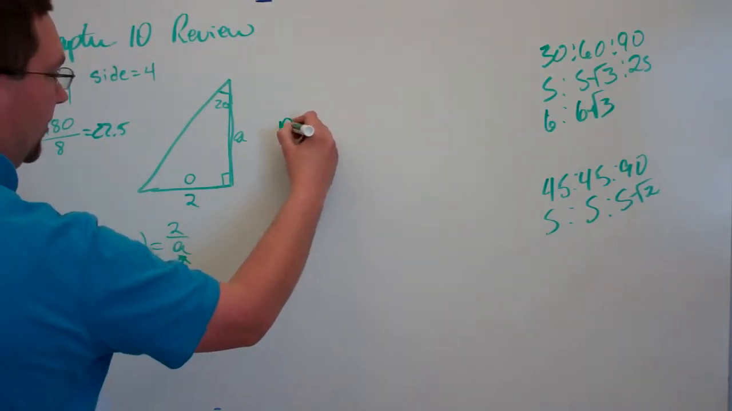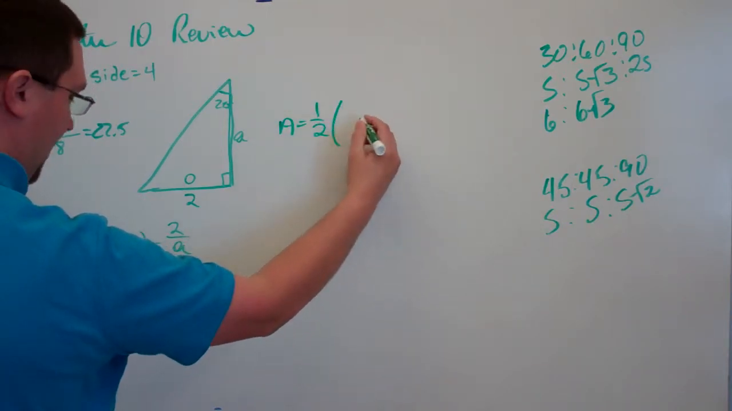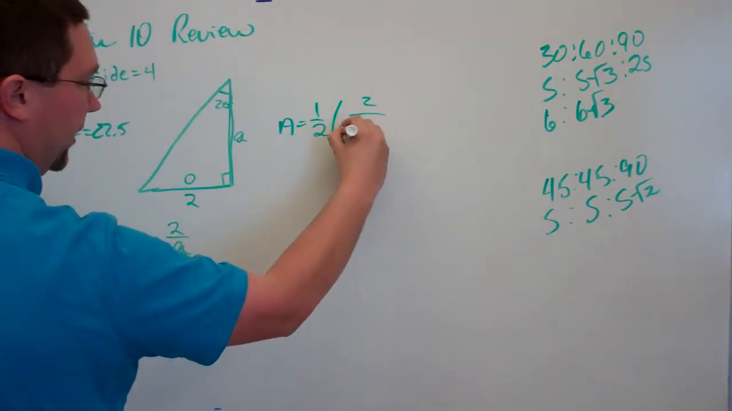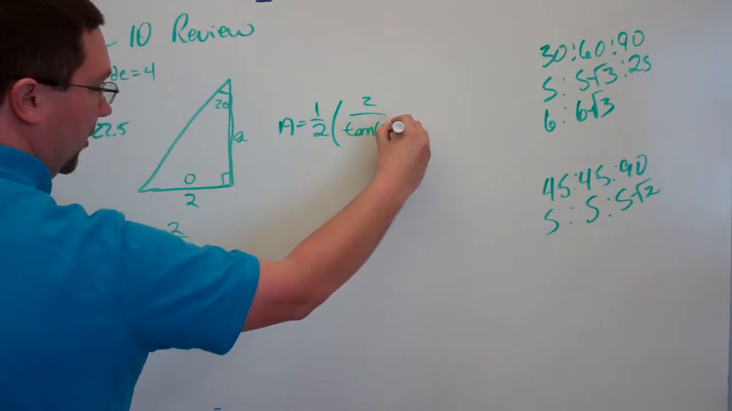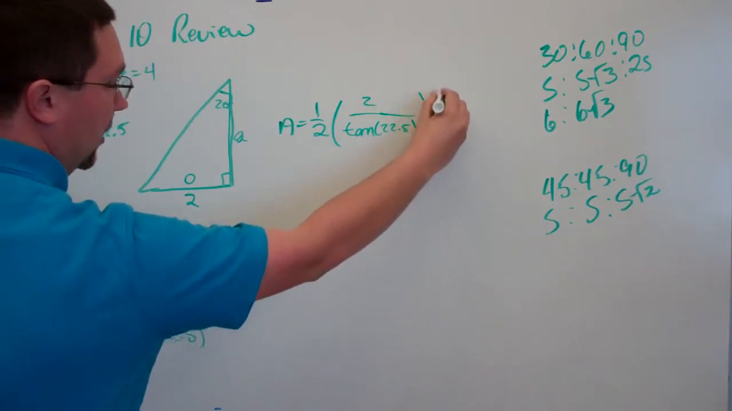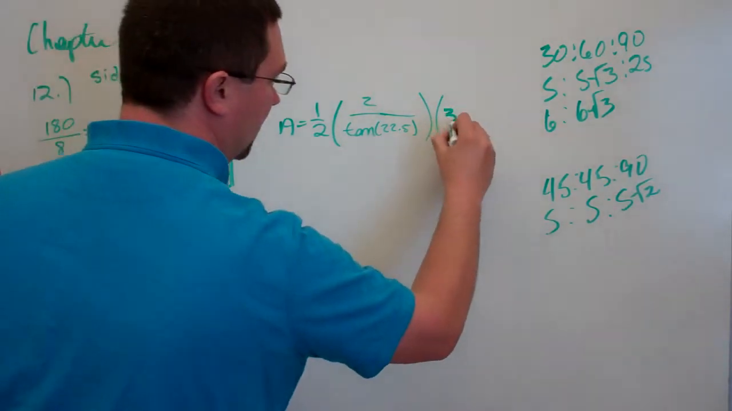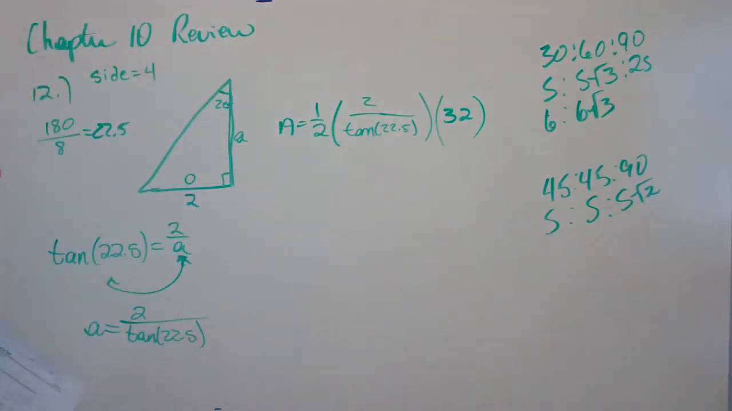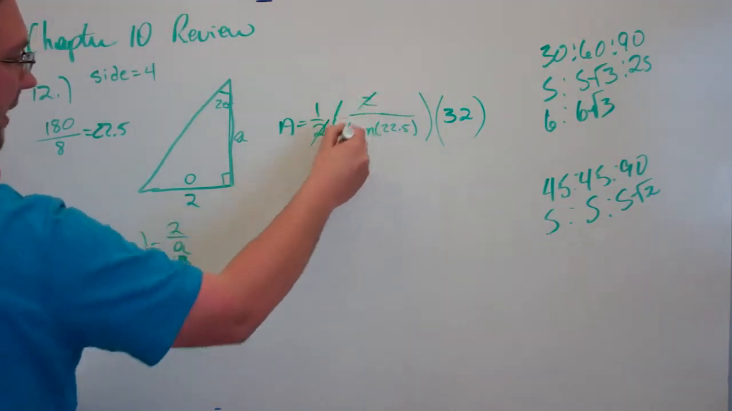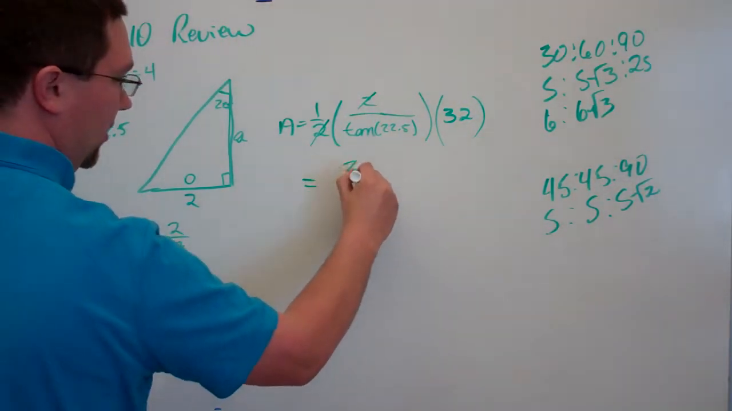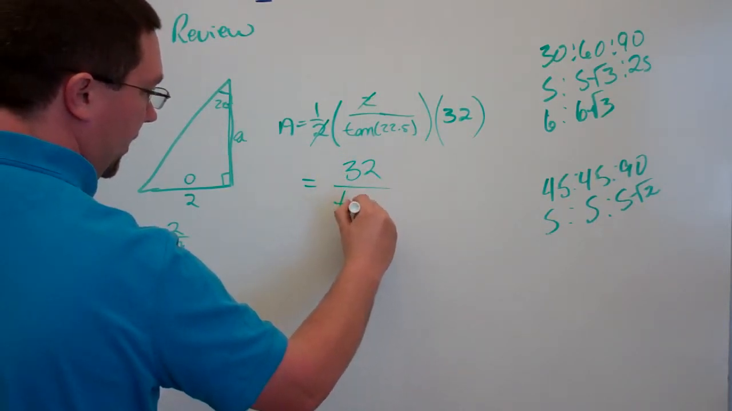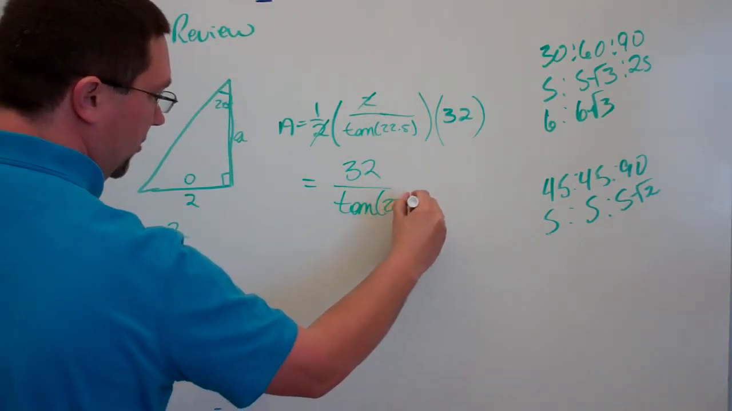So now we just set up our formula. A equals 1/2 the apothem, 2 over the tangent of 22.5, times our perimeter. Where our side length is 4, we have 8 sides. 4 times 8 is 32. Alright? So this 2 and that 2 will cancel out, leaving you 32 over the tangent of 22.5.